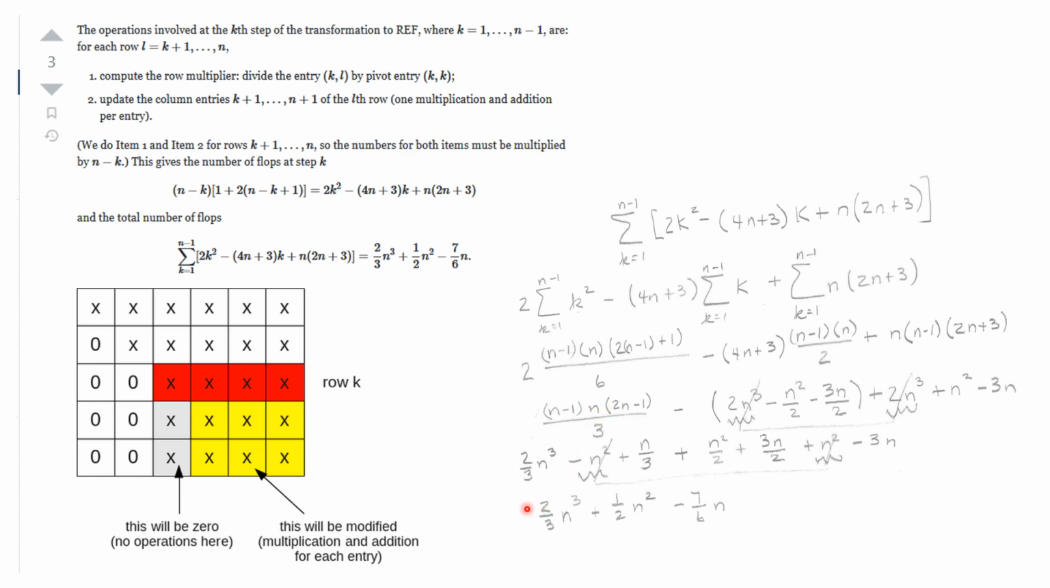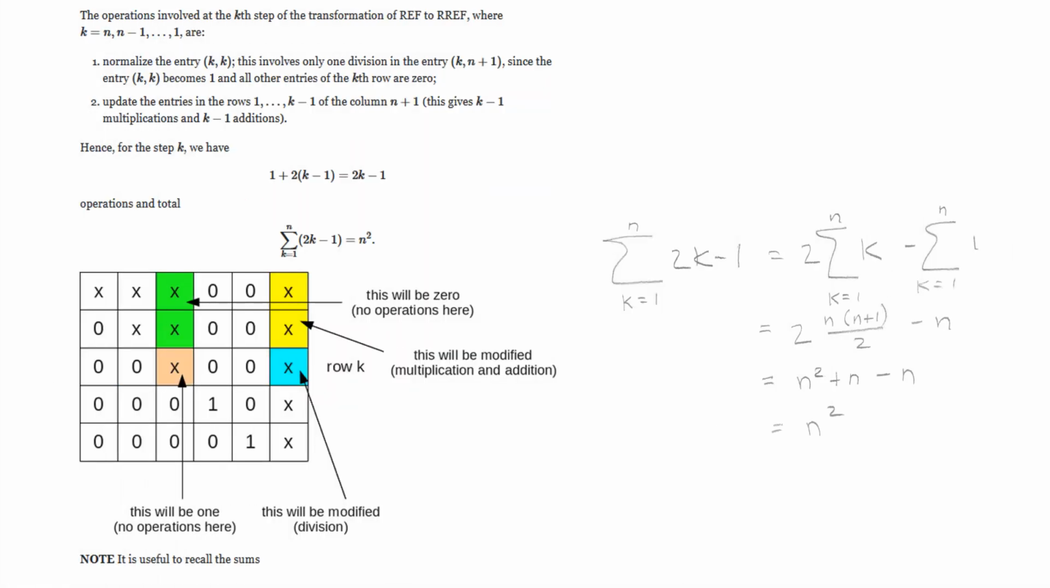Now, the only n cubed term that I have then is this 2/3 n cubed from the start. And then I do pick up a minus n squared here, but that cancels with the plus n squared over here. And then I do have an n squared over 2 here, which shows up here. And then I have 3n over 2 minus 3n. And if I do all of that algebra, and I've outlined a lot of it here, you get 2/3 n cubed plus 1/2 n squared minus 7 over 6 n. Again, this is the worst case for the forward calculation.